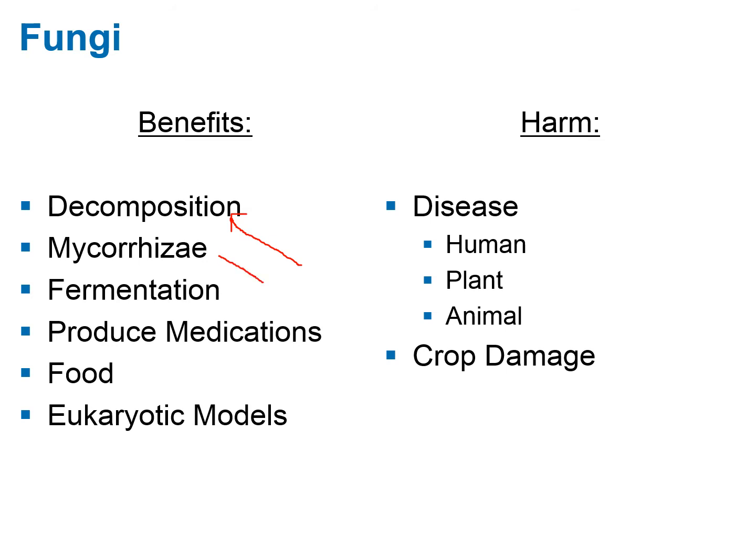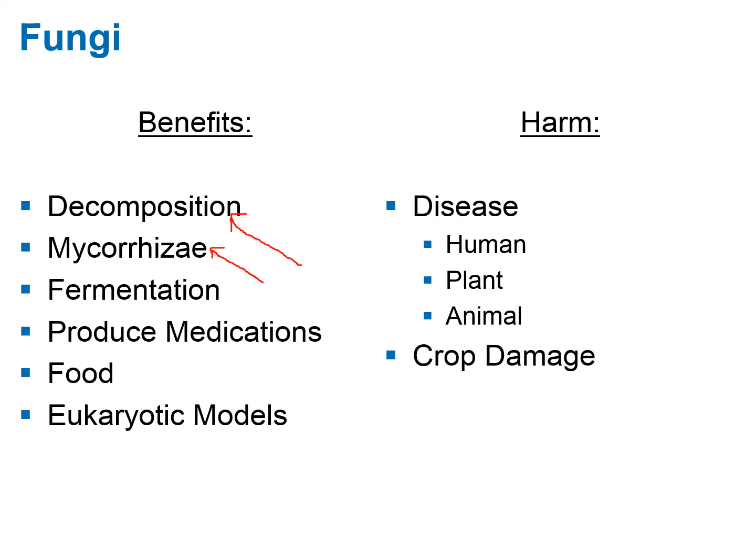Mycorrhizae are particularly important in this. These fungi are in symbiosis with plant roots, and they help the plant roots absorb water and elements like nitrogen, sulfur, phosphorus, potassium, as well as macronutrients from soil. This benefits plant growth. In return, the mycorrhizae absorb sugars and other nutrients from the plant. If you look in the gardening section at your local Home Depot or Lowe's, you'll probably see products containing these fungi for sale. The idea is that they'll help your garden plants grow.